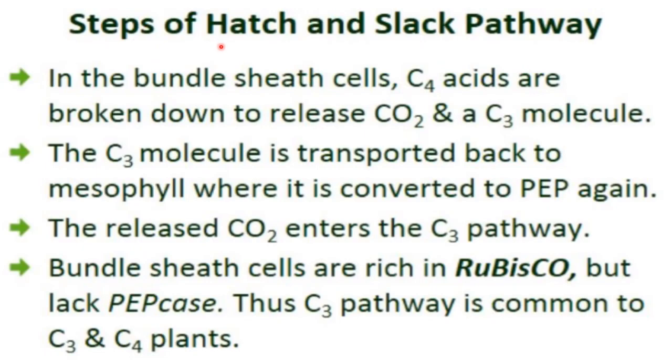Now we can summarize all the steps of the Hatch and Slack pathway or C4 pathway. First, in the bundle sheath cell, C4 acids are broken down to release carbon dioxide and a C3 molecule, right? Then the C3 molecule is transported back to the mesophyll cell where it is converted to PEP, phosphoenol pyruvate, again. The carbon dioxide that is released during the conversion of C4 acid into C3 acid enters the C3 pathway, or Calvin cycle.